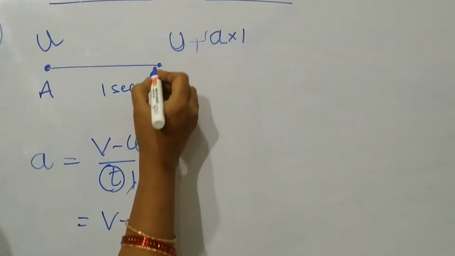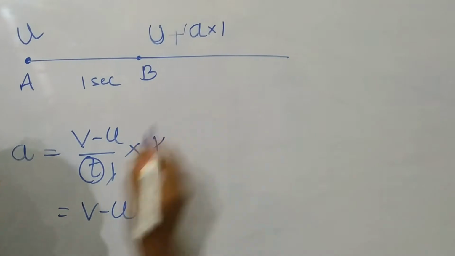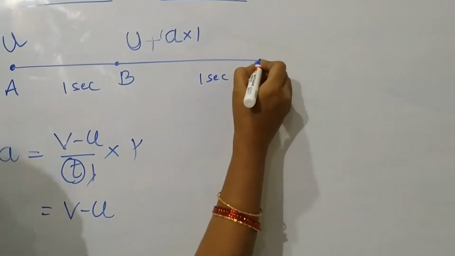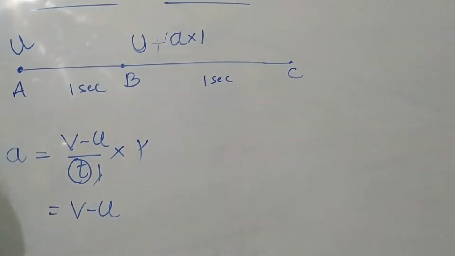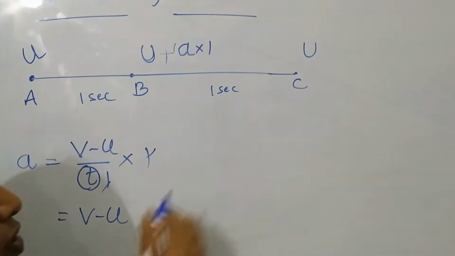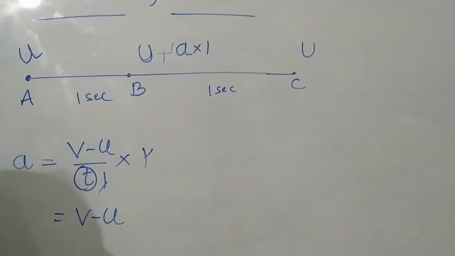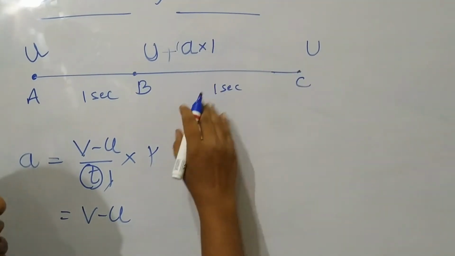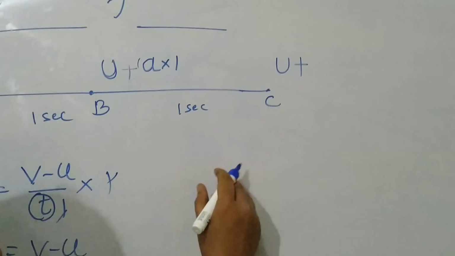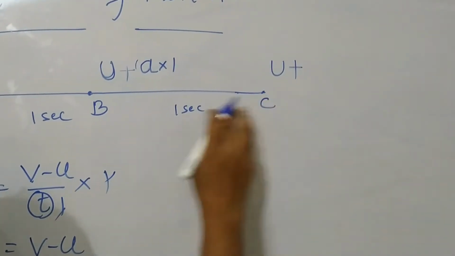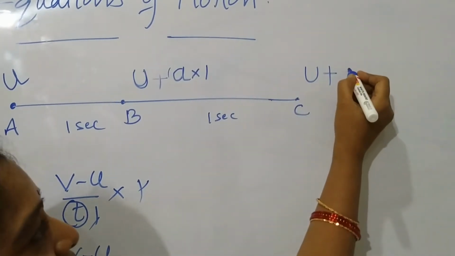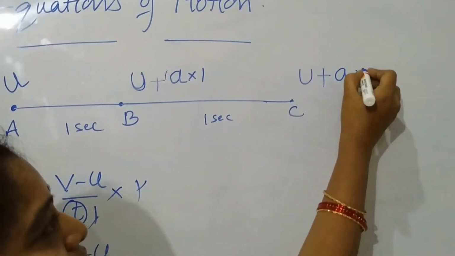For your convenience, I am taking another condition. Here the body is moving from B to C. After 1 second, what is the velocity of the body? Again the velocity is increased, because the body is moving with uniform acceleration. Then what is the velocity at the position C? It is more than the initial velocity u, which means u plus something. I am writing u plus a into 2.